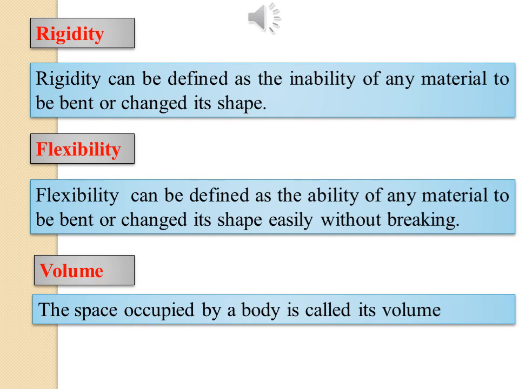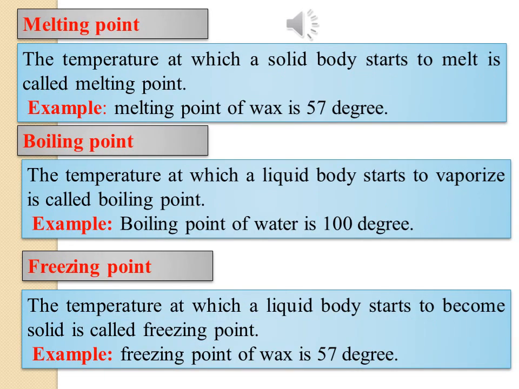Now volume. The space occupied by a body is called its volume. Now melting point. The temperature at which a solid body starts to melt is called melting point. The melting point of wax is 57 degrees Celsius.